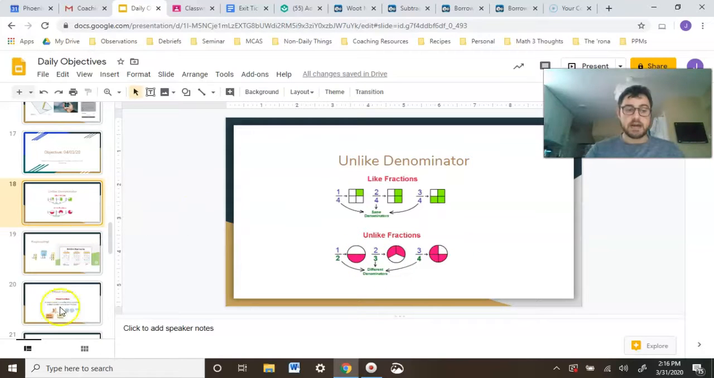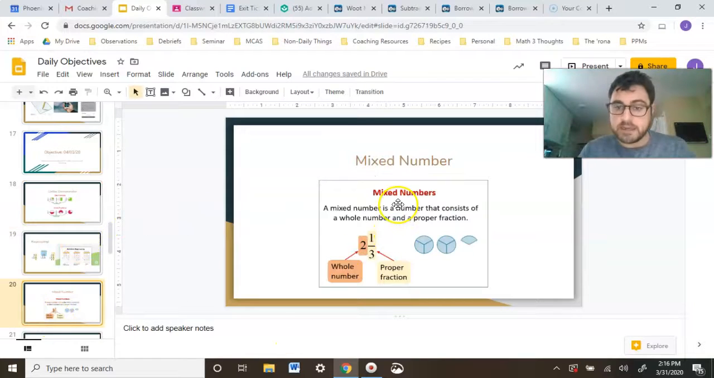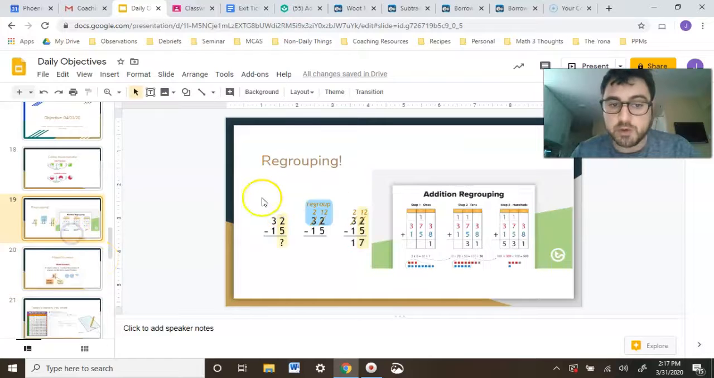Perfect. And I also want to remind you of a mixed number. What does a mixed number mean? What do you see? That's right. There's a whole number and there's a proper fraction. And the final word that I want to talk about is regrouping. I showed you this yesterday, subtraction regrouping. So when you change that 3 to a 2 and you add 10 over here, or addition regrouping, where you see that you're kind of regrouping and changing these values.